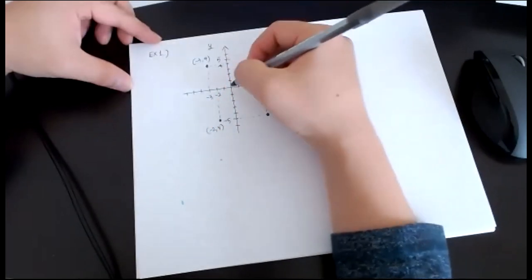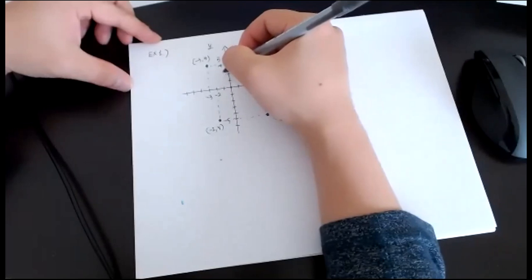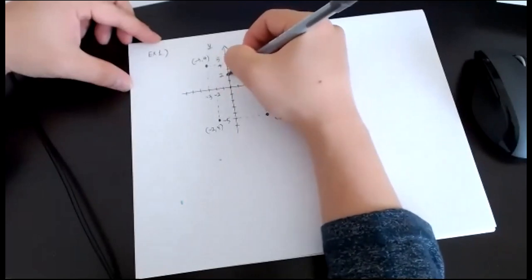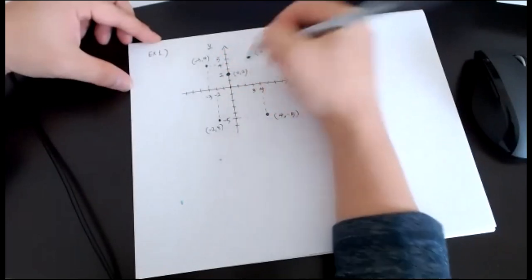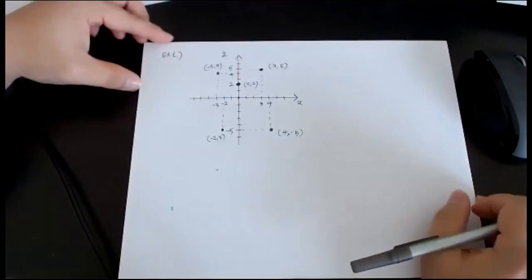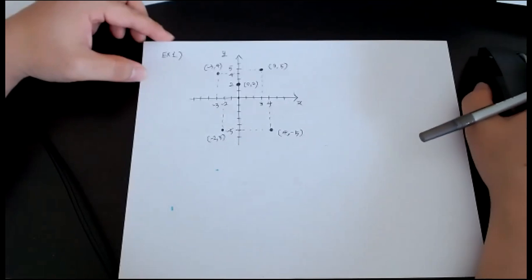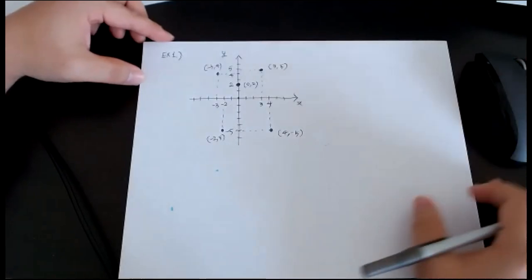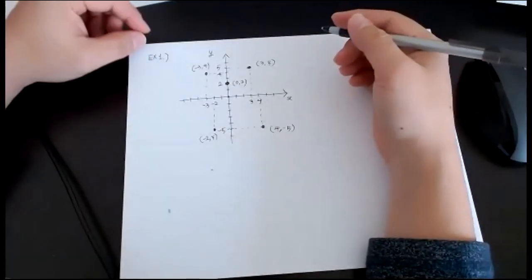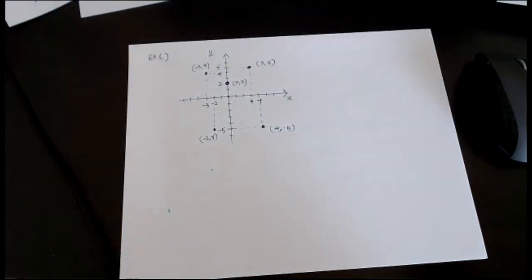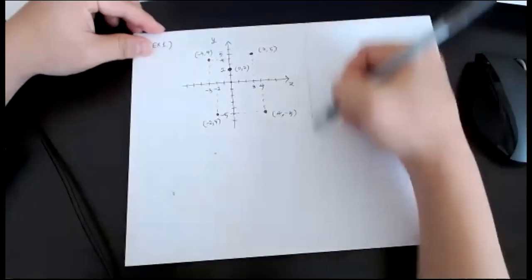The (0,2): here's 0 right there, right? (0,2), 2 is right here. So this is (0,2). Okay. And the next example, example 2: find the distance between each pair of points. Okay. So example 2.